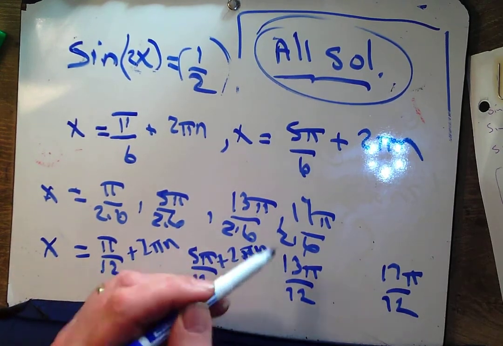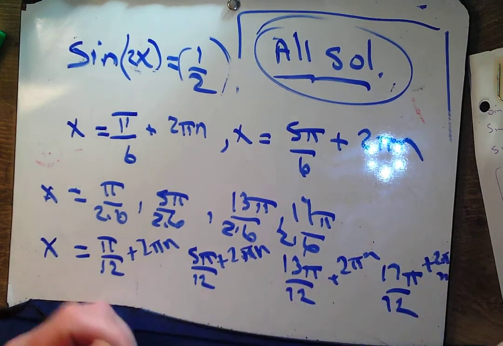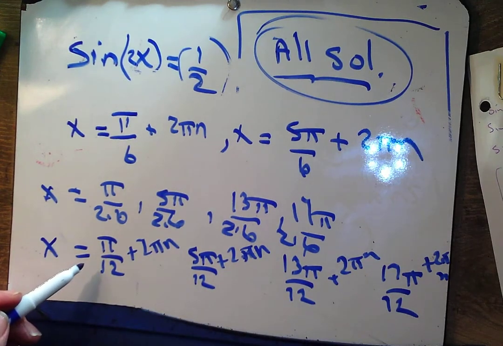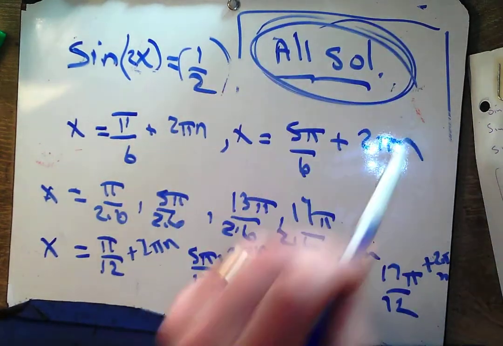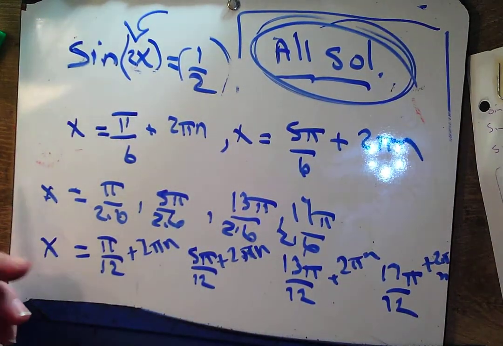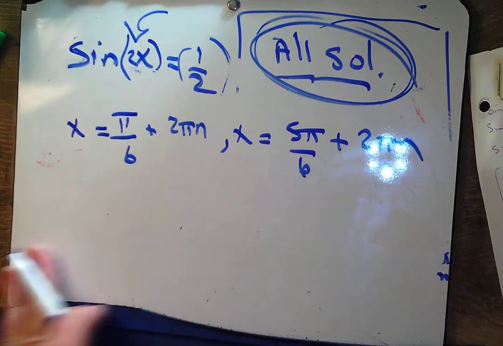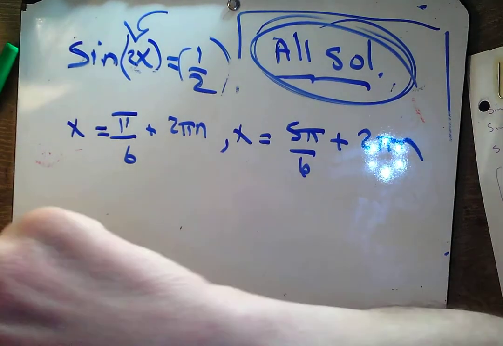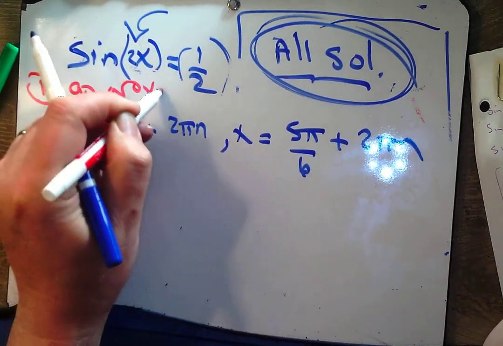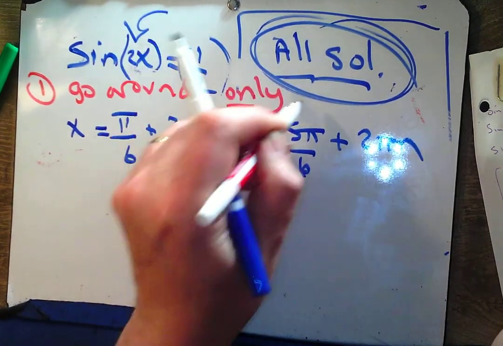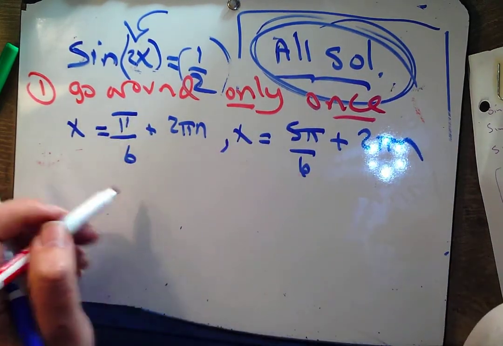And I want to have a conversation about this for a moment. Saying this is an awful lot of overkill. Instead, I want to say that when we have all solutions, we don't go around the unit circle that many times picking up solutions. No, we don't. This is different. So I want to make note of it. Step 1, go around only once. That's it, just go around once.